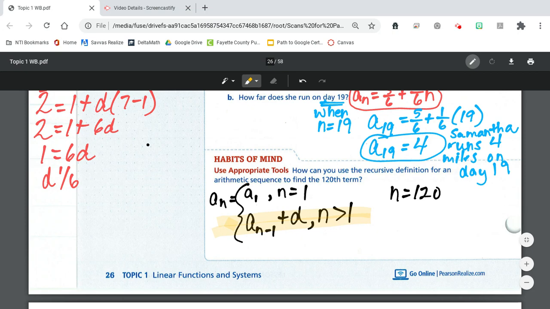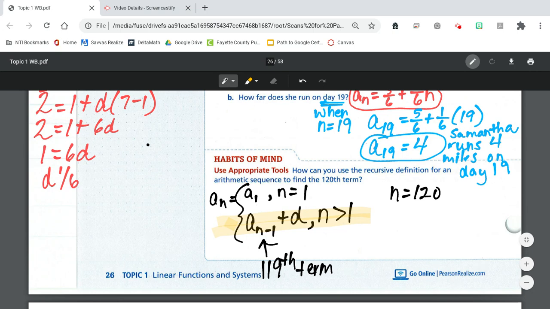Well, if I want to find the 120th term, then I'm going to need to know what the previous term was. So that would mean I would need to know the 119th term plus the common difference. That doesn't seem very useful.